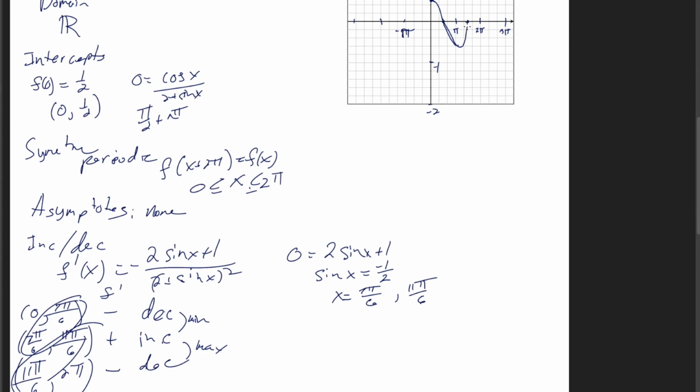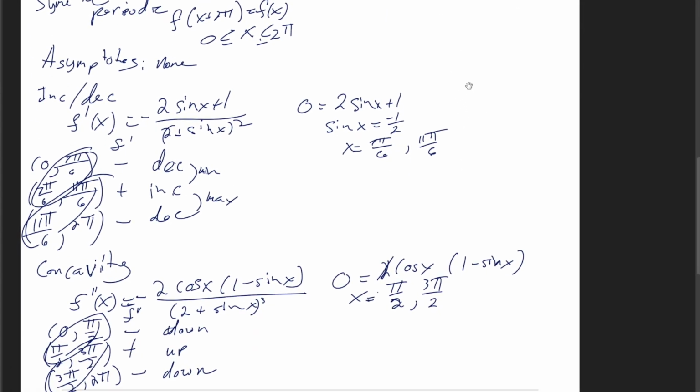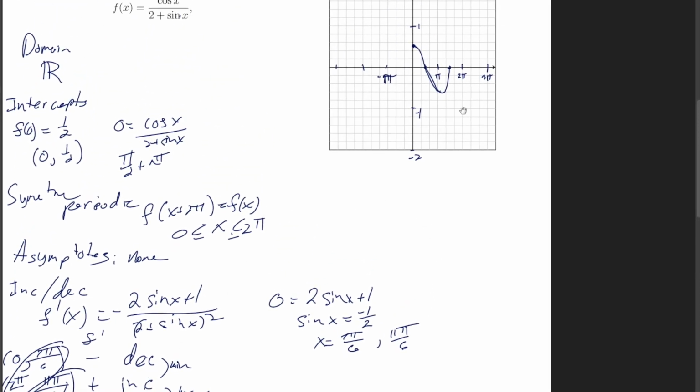And then it's going to come up. And then here, at 3 pi over 2, I'm going to switch from concave down to concave back up until I hit 11 pi over 6, which is really close to 2 pi. And then I'm going to turn around and come back down. So here I've drawn this concave down, and then concave up, to concave back down.